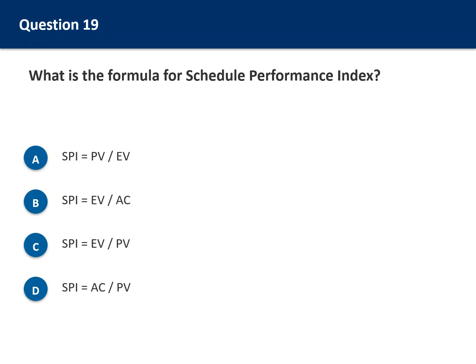What is the formula for Schedule Performance Index? Option A, SPI equals PV divided by EV. Option B, SPI equals EV divided by AC. Option C, SPI equals EV divided by PV. Option D, SPI equals AC divided by PV. Earned value still goes in the numerator.